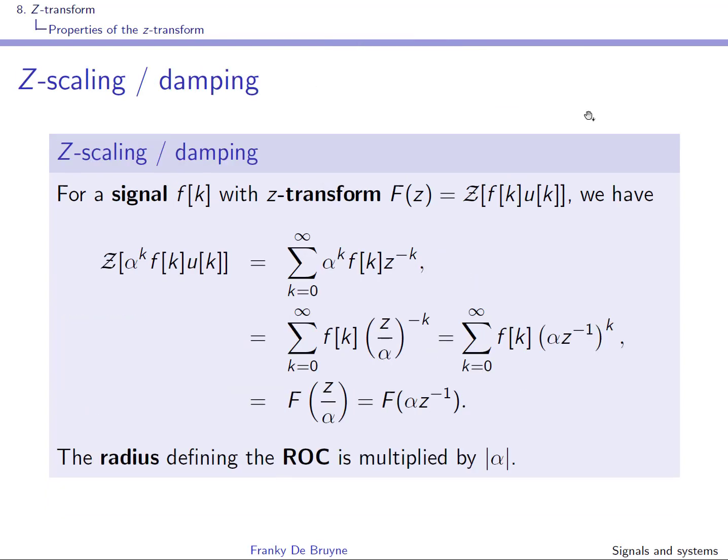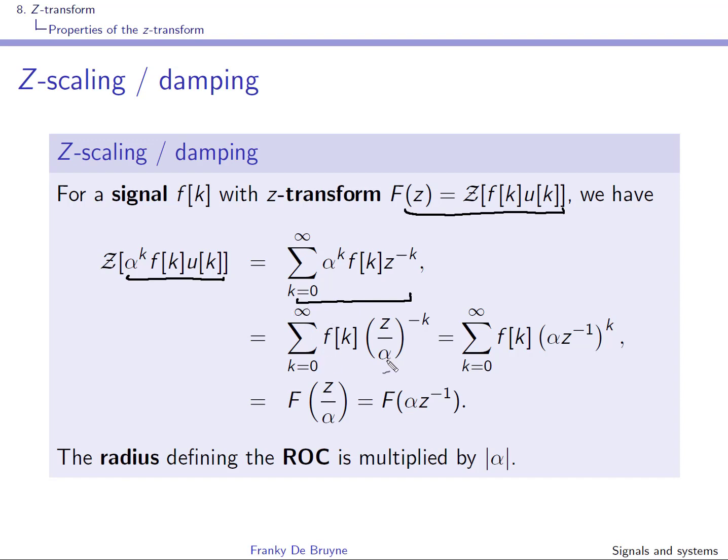So the next property is to take the z transform of a signal that is damped. Okay, so we again assume that we have the one-sided z transform of the signal f[k], and then we look for the z transform of this same signal but damped by alpha^k. Well, it might also be that if alpha is larger than 1, it's not damping, but that you multiply by something that is diverging. So by definition of the z transform, this is what you obtain, right?